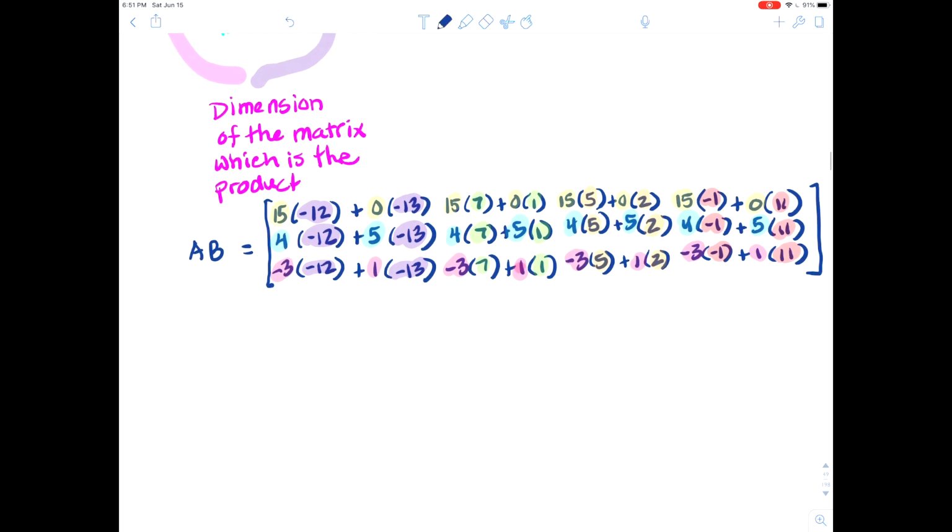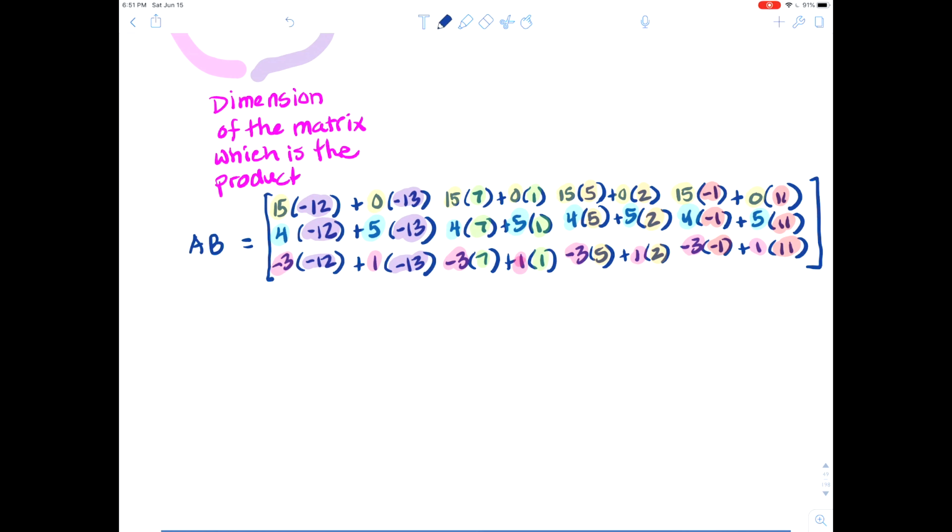All right, and now simplifying all of the operations inside the matrix, what will we have? So the first entry is going to give us what? Beautiful, -180. And then the first row, second column will be 105. First row, third column will be 75. First row, fourth column will be -15.